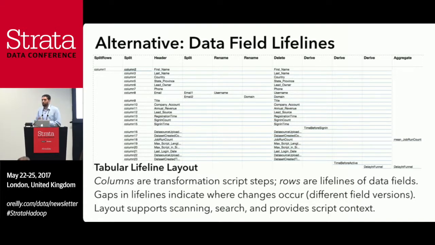And then the rows are going to be data lifelines. We can use these rows to trace attributes and their dependencies. We can see the gaps in the lifeline indicate where changes occur or a new version is introduced. Importantly, we found that this type of layout supports really fast scanning and finding of attributes, and also provides some context of the overall transformation or script.